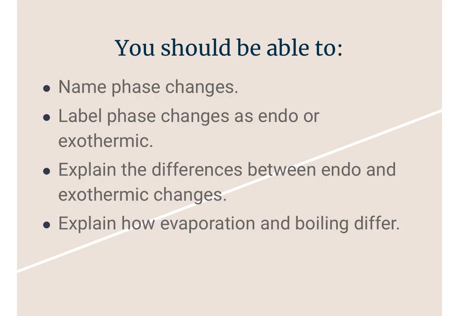So at this point, you should know the phase changes. Think back to that early slide that we had and all of those arrows that we drew in. You should be able to identify which are endothermic and which are exothermic, so which absorb heat and which release heat. What's the difference between these two? And then how are evaporation and boiling different from one another?